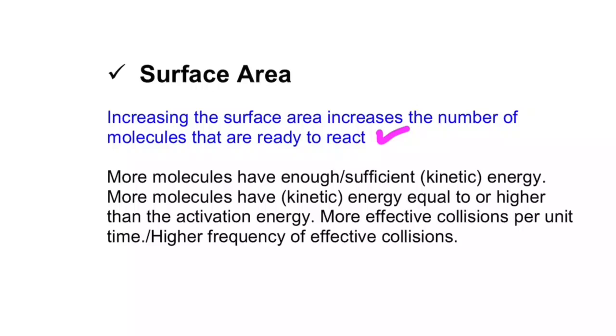I think we can all agree that if you cut food into smaller pieces, the food tends to cook faster, right? We can all agree. But why is that the case? Why does the food cook faster when it is cut into small pieces? It cooks faster because you've increased the surface area, increasing the number of molecules that are ready to react. So your rate of reaction increases, which in turn the food cooks faster.